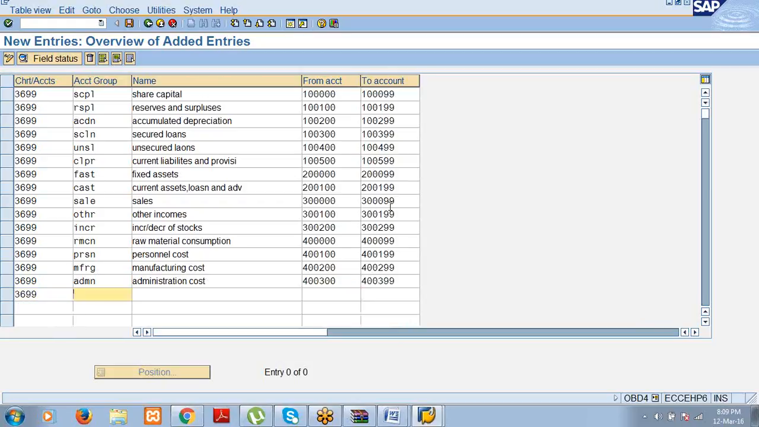Chart of accounts 3699, INTR, interest 4,400,000 to 4,499,000. Chart of accounts 3699, DEPR, depreciation from account is 4,500,000 to 4,599,000. All these things are there in the material. That's why I have gone a little bit fast.